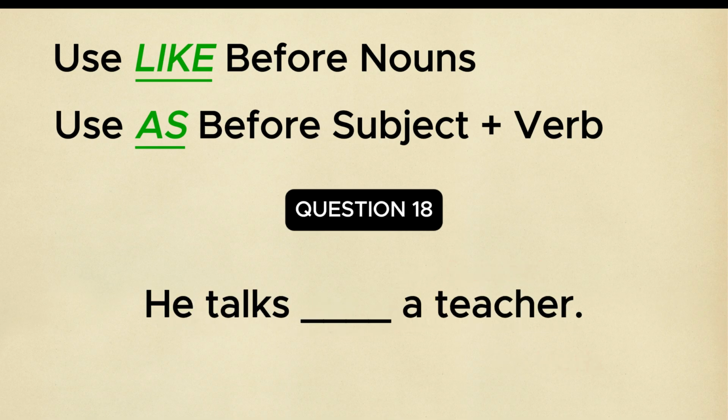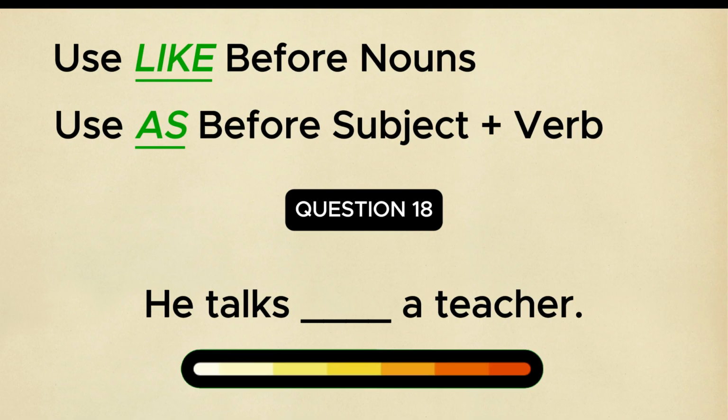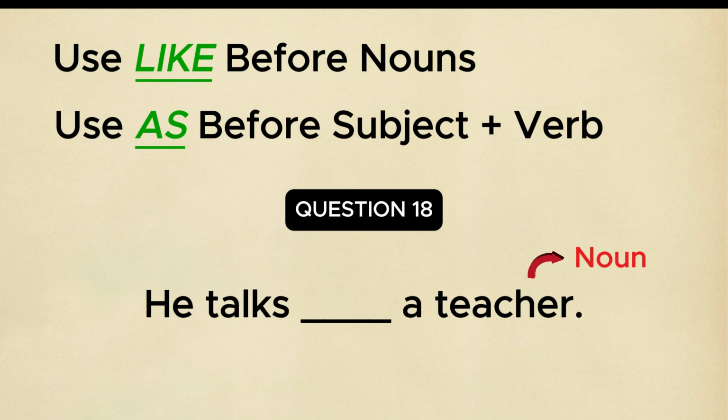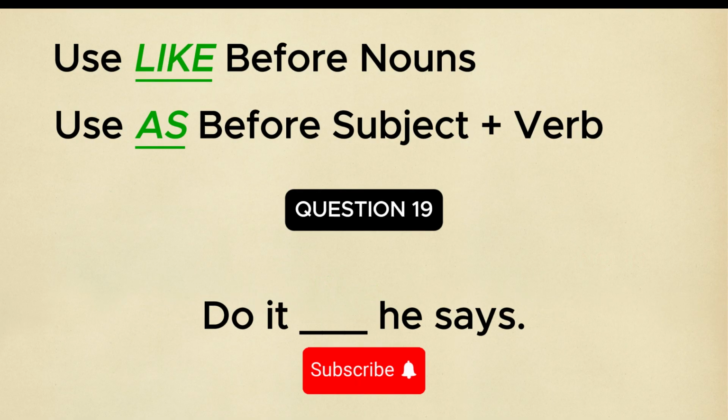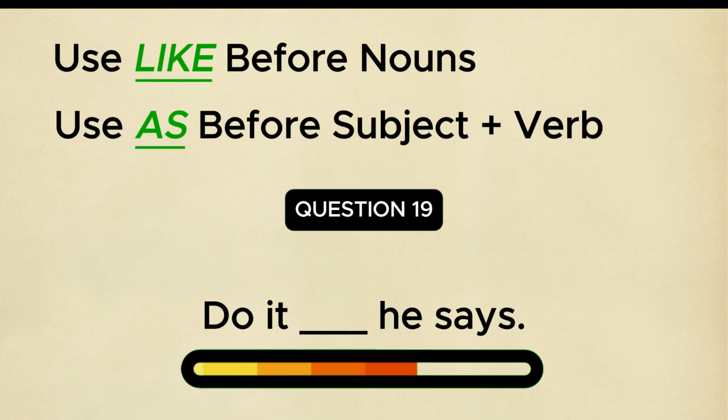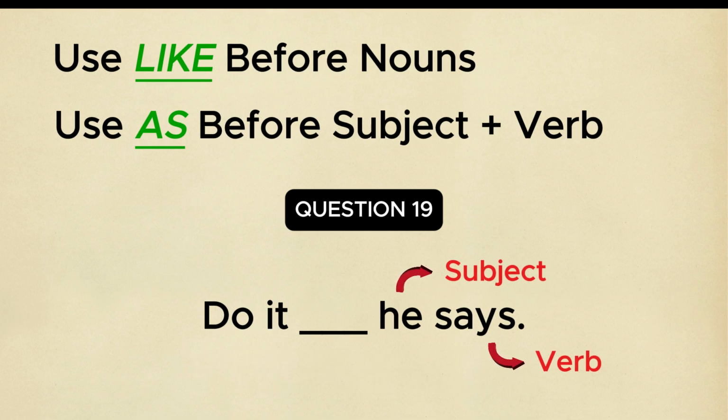18. He talks blank a teacher. This is a noun. The answer is like. 19. Do it blank he says. This is a subject plus verb. The answer is as.